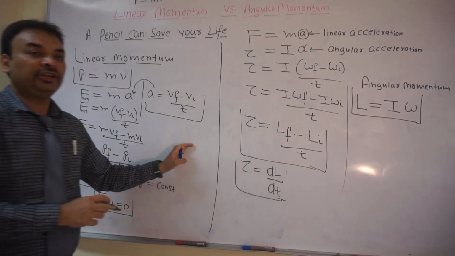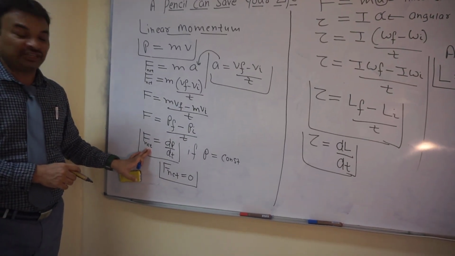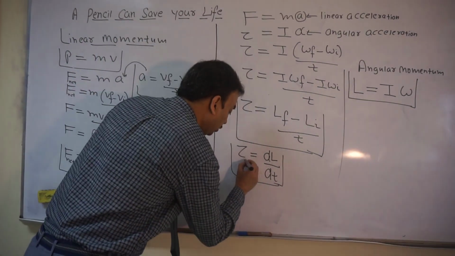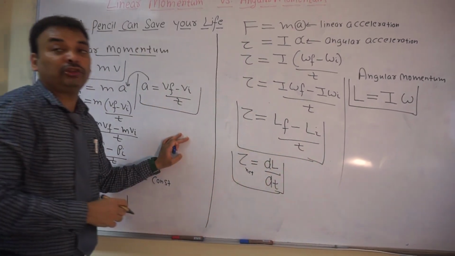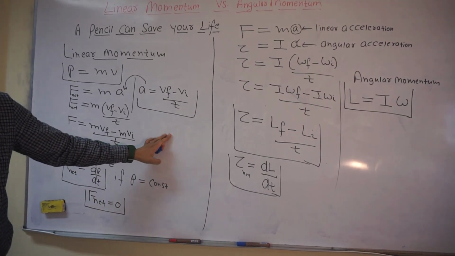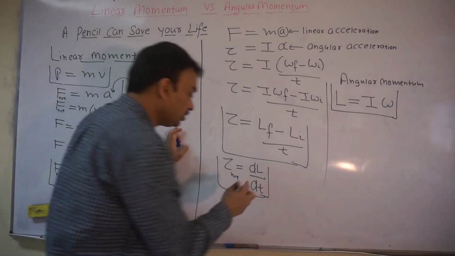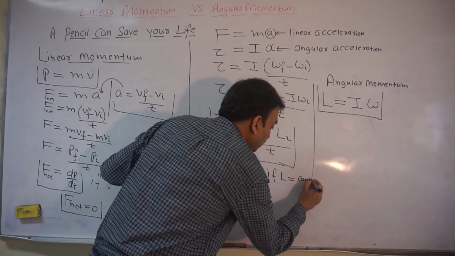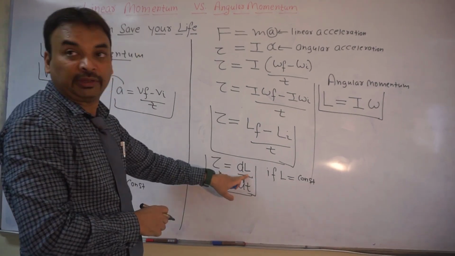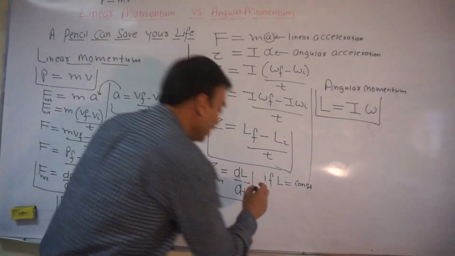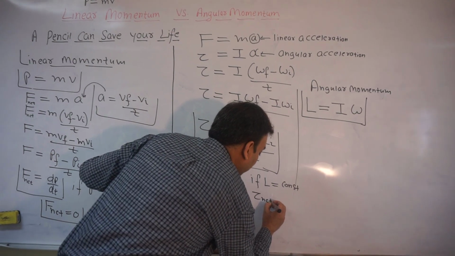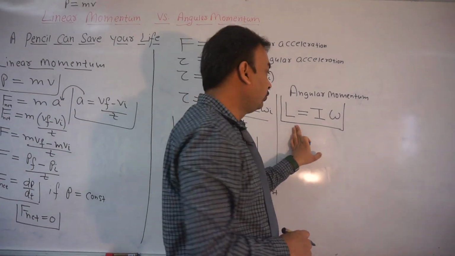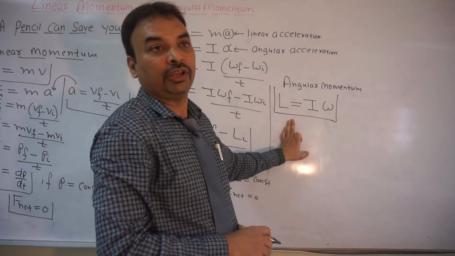So like in linear motion, I use the net force that is equal to the rate of change of linear momentum. In rotational motion, it is the net torque that is equal to the rate of change of angular momentum, right? Again, we will use the same concept. If the angular momentum L is constant, then the net torque on the system will be equal to zero. So now, by this formula, I will explain how a pencil can save your life, right?